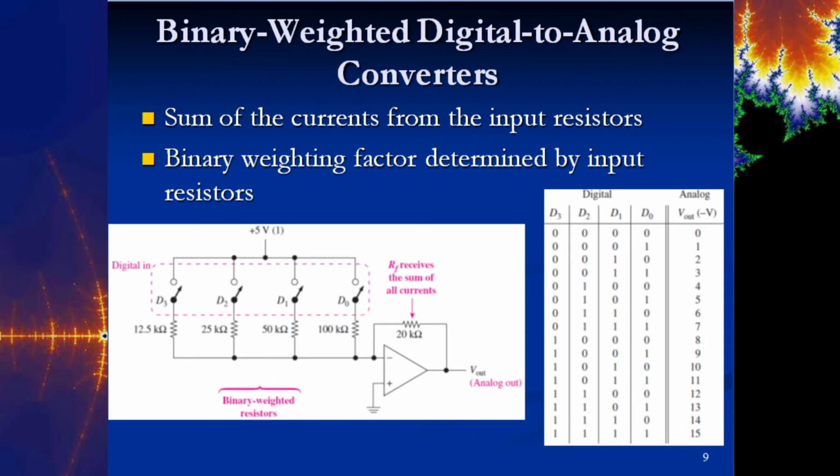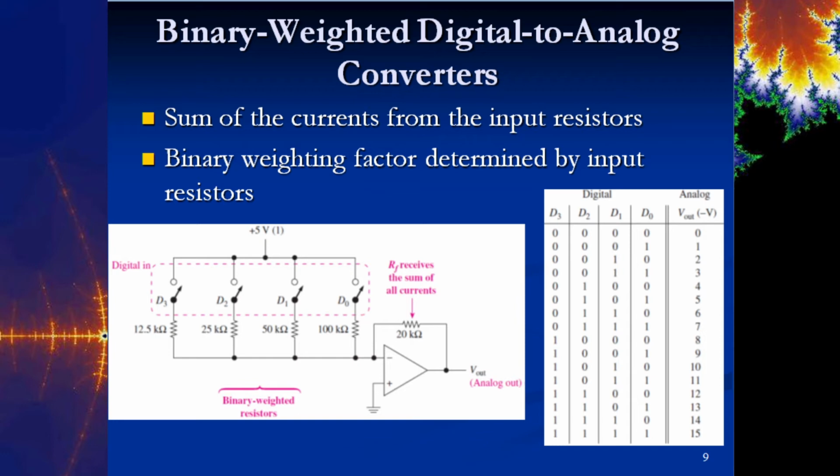Now notice the way that this is set up. We have a 5-volt digital in here, and again, these switches are going to represent lows and highs. If it's a low, it's off, and if it's a high, it's closed. Okay, so we have 12.5K, 25K, 50K, 100K. You'll notice that they all double each time.